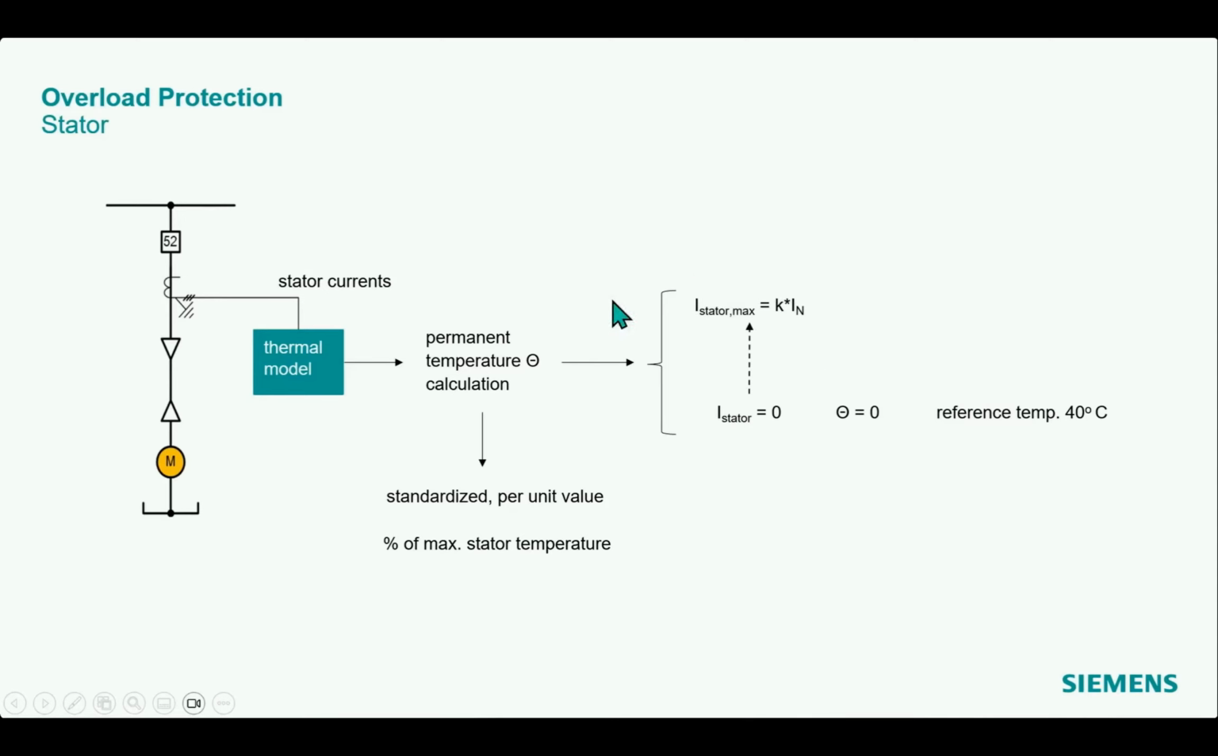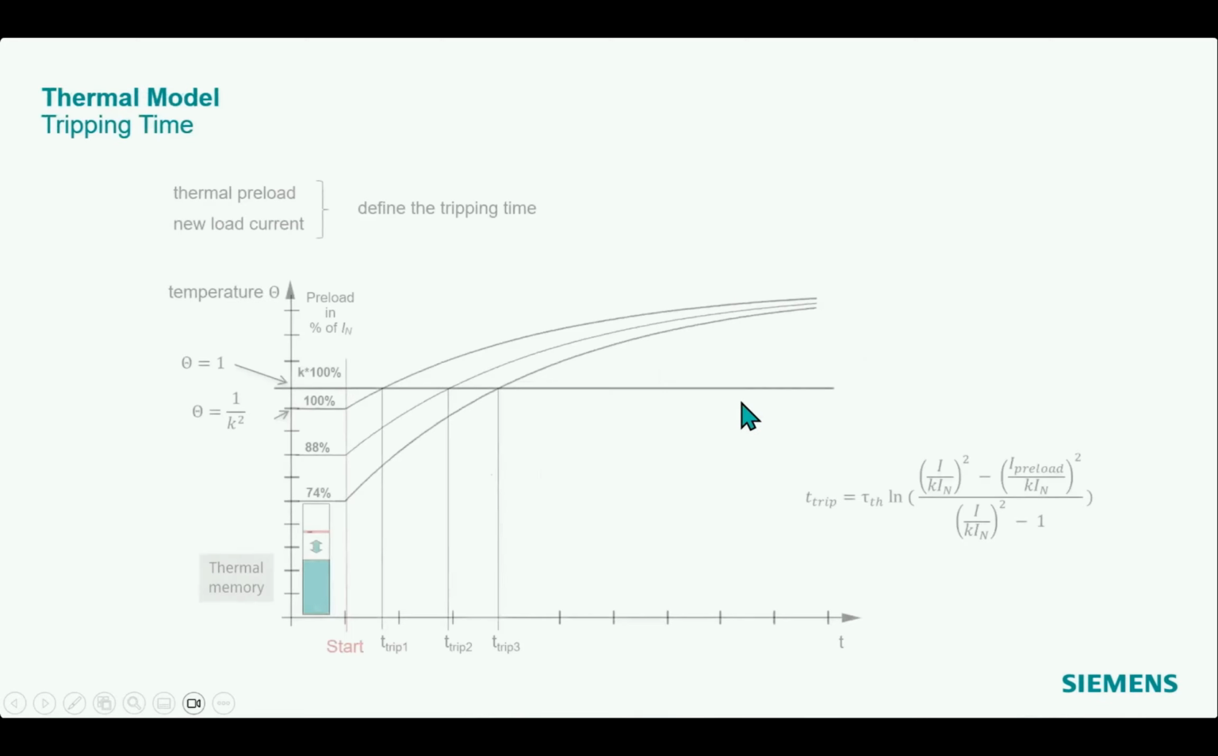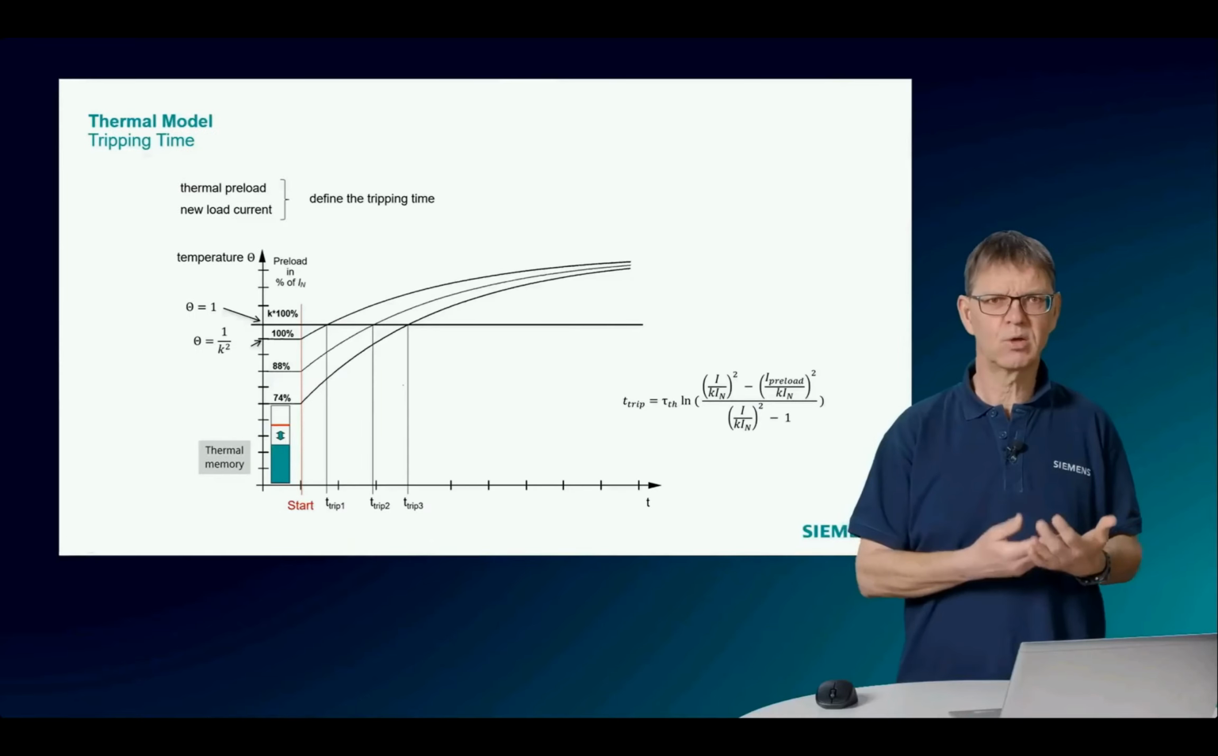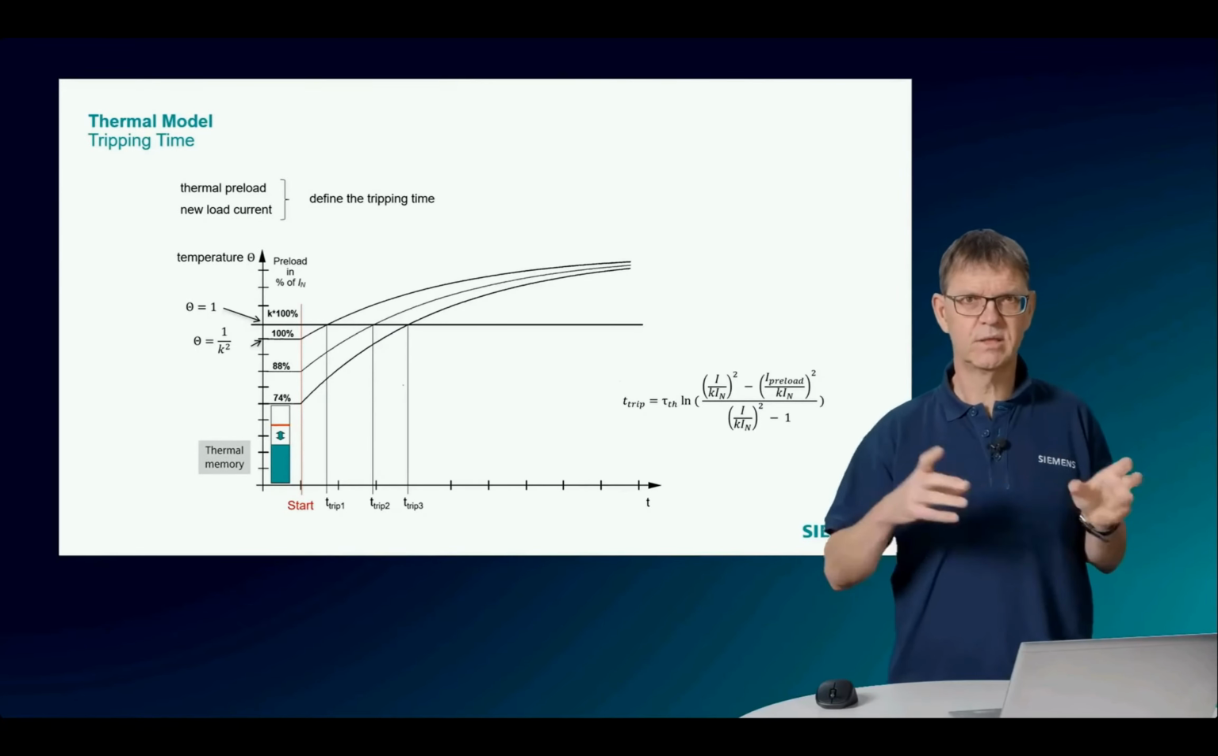If I have the maximum current flowing into the motor, the maximum permanently allowed current, then my temperature will reach exactly 1, and then I need to give the tripping command in that case, because I reached the maximum stator temperature. Okay, what is the sense of this model? We permanently know the temperature.